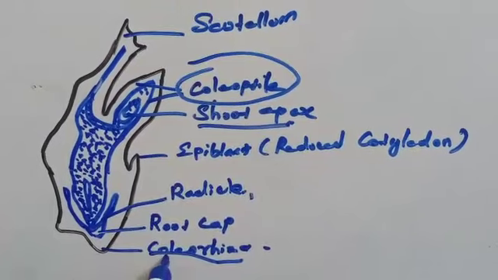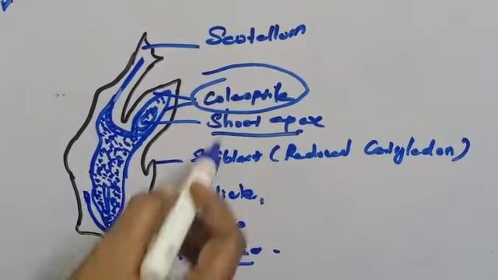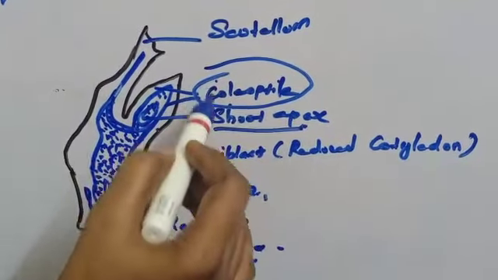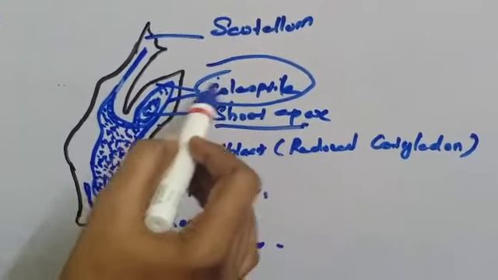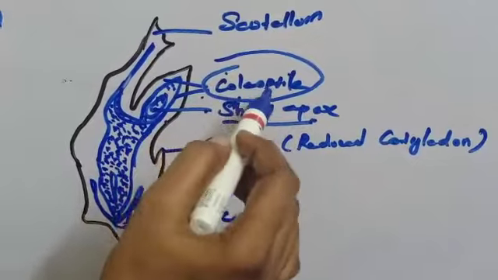So, in the coleorhiza, the radicle and root cap are found. In the coleoptile, what is found? The shoot apex and a few leaf primordia, as a foliar structure, are found in the coleoptile.